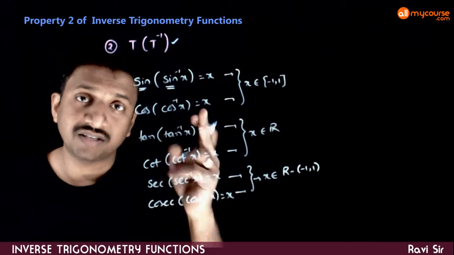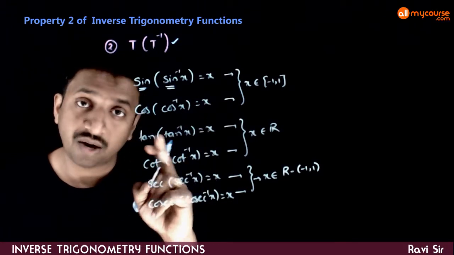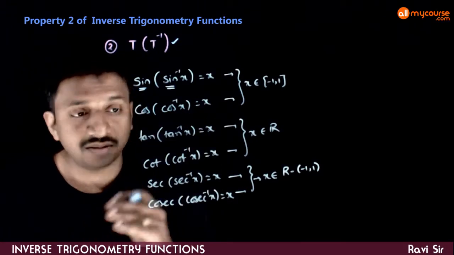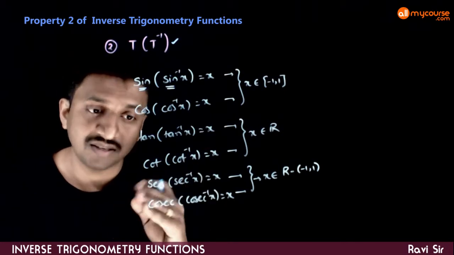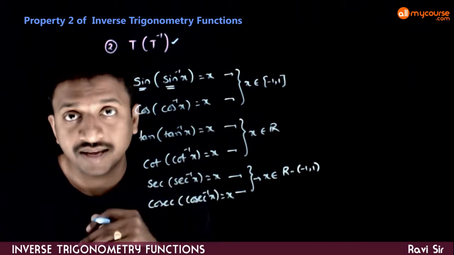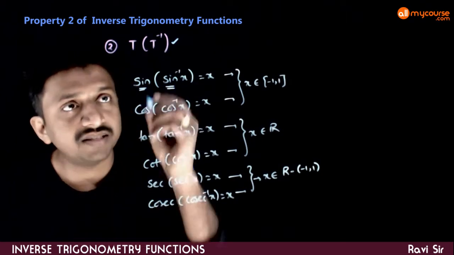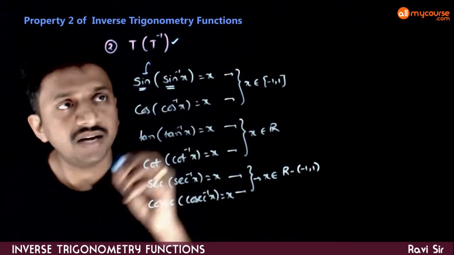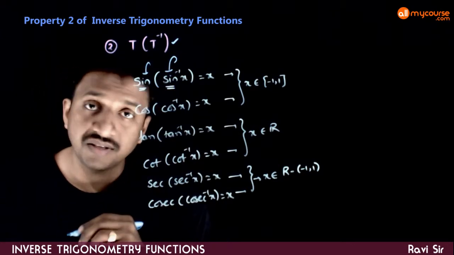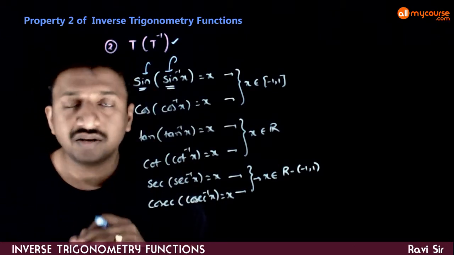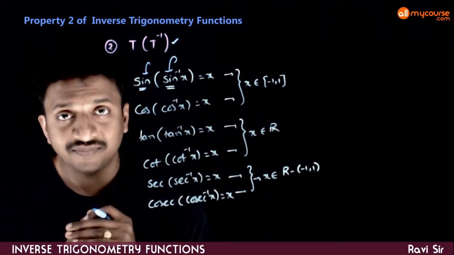Cos of cos inverse x is also equal to x. Tan of tan inverse x is also equal to x. Cot of cot inverse is x. Secant of secant inverse x is also x. Cosecant of cosecant inverse x is also x. That means if the trigonometric ratio is outside, inverse trigonometric ratio is inside, these two functions are getting cancelled.